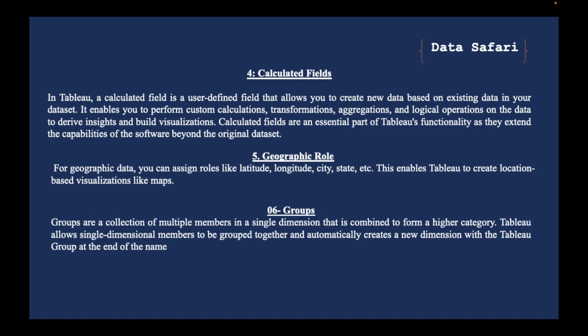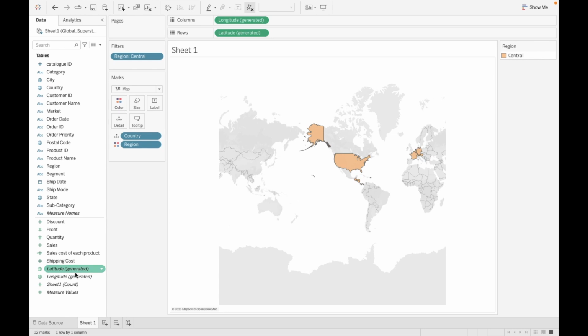Now the fifth one is geographic role. For geographic data you can assign roles like latitude, longitude, city, state, etc. This enables Tableau to create location based visualization like maps.